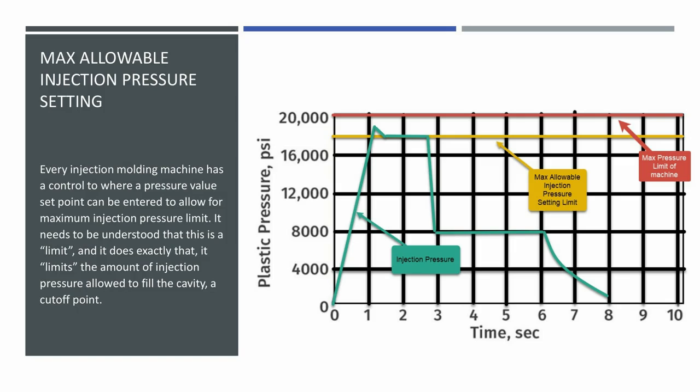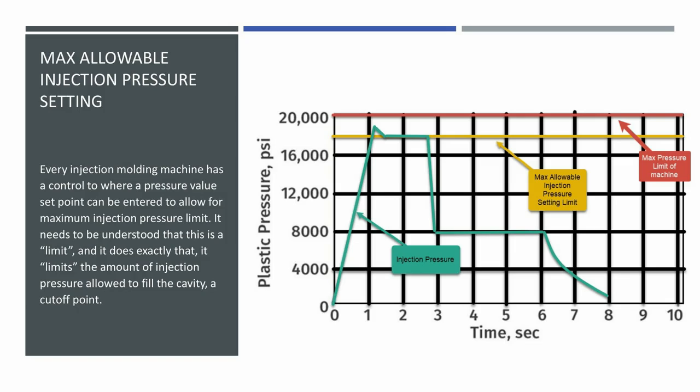Molding machines have a control setting where a pressure value set point can be entered to allow for a maximum injection pressure limit. It needs to be understood that this is a limit, and it does exactly that. It limits the amount of injection pressure allowed to fill the cavity, a cutoff point. I don't know how many times I've seen people walk in and want to add more volume in the cavity, so they increase their max injection pressure limit, and they think that's what adds more plastic into the cavity, when in reality, they have a pressure limited process.